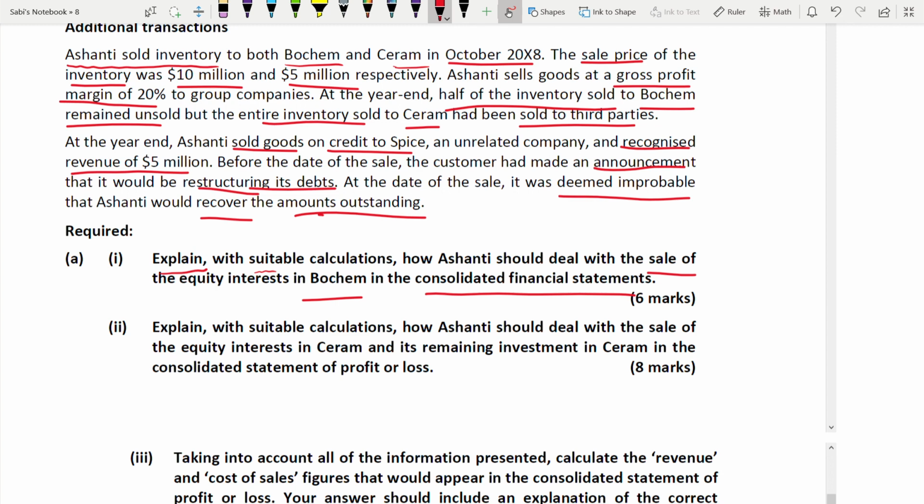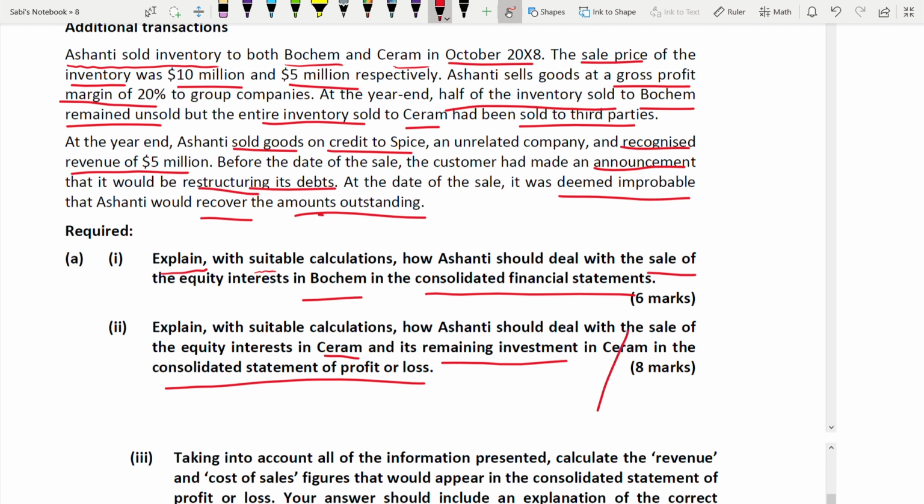Definitely, this is a group accounting question, right? We have been told that question 1 in SBR is related to group accounting for 30 marks. So we all know it is consolidation only. Consolidated financial statements, how it will be dealt. Second is how the sale of Serum, really the second subsidiary, will be dealt, and also the remaining investment in the consolidated statement of profit or loss. Just see, in the first they are asking about selling the first subsidiary in the consolidated financial statements, but for the second subsidiary it is in the consolidated statement of profit or loss. In short, you need both, but for two different companies.